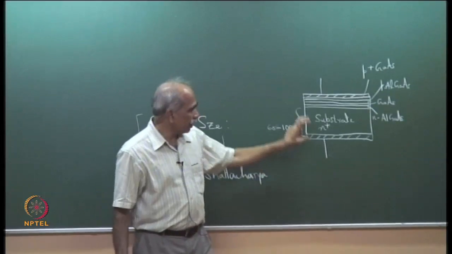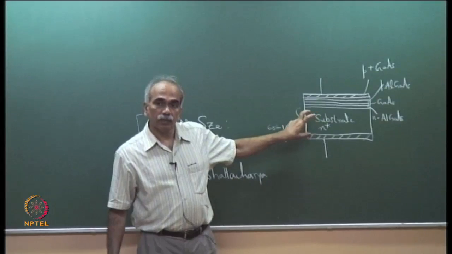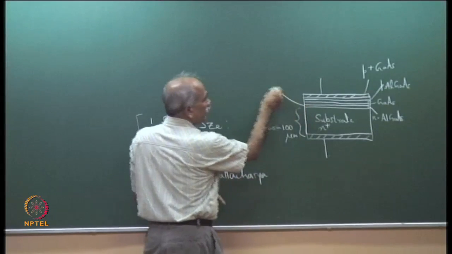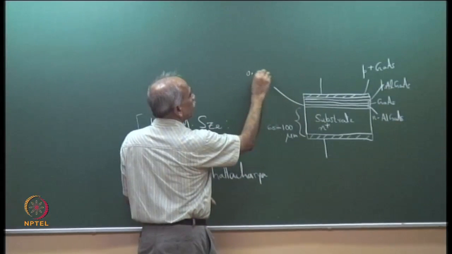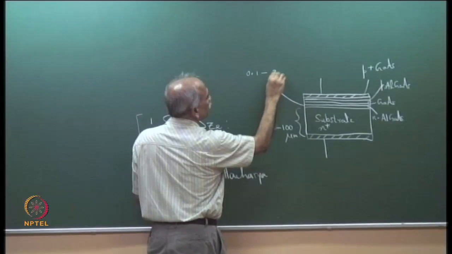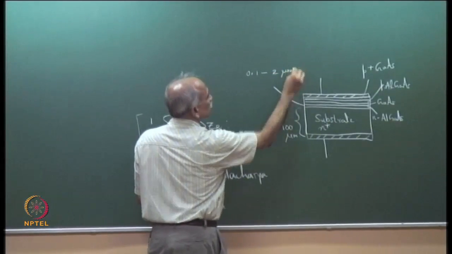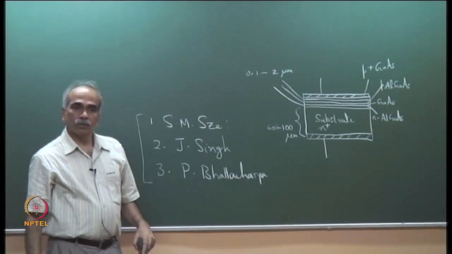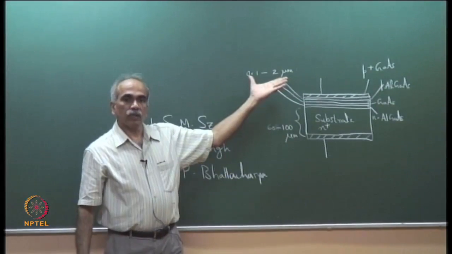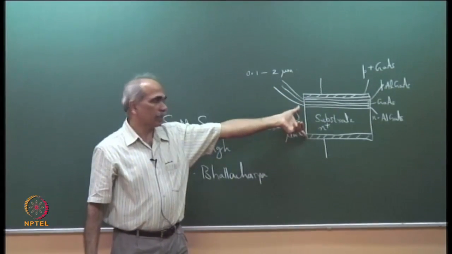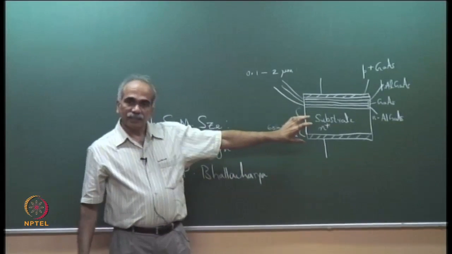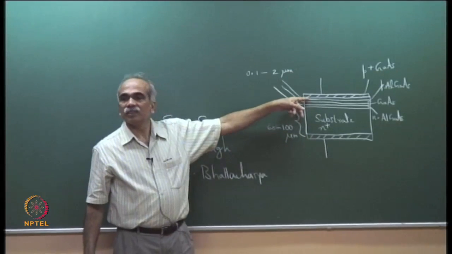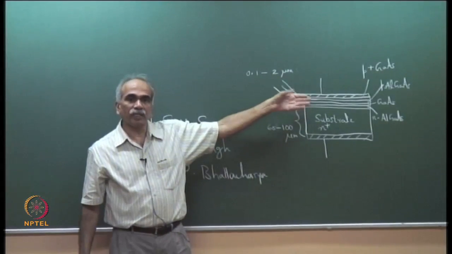Therefore, what do we have? We have a substrate, which is a bulk crystal, and followed by on top, there are layers. These layers could typically be anywhere from 0.1 to a few microns, maybe 2, 3, 4 microns, typical thickness of these layers. So the thickness of these layers is quite small compared to the thickness of the substrate. Therefore, the substrate is grown by different techniques compared to the top layers here. They are grown by different techniques.